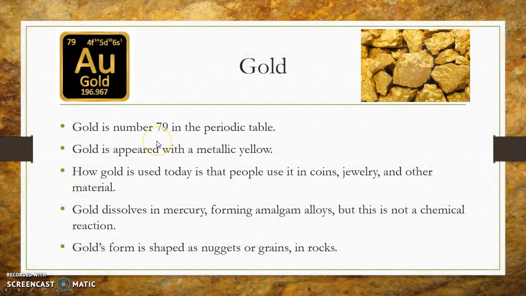One of the elements that I want to talk about is gold. It's number 79 in the periodic table. Its appearance is metallic yellow, so it's such as right here, it's a very shiny rock. And how we use it today is that people use it in coins, jewelry, and other material. Gold dissolves into mercury, but this is not a chemical reaction. Gold's form is shaped as nuggets or grains in rocks, such as the picture right here on the top right.